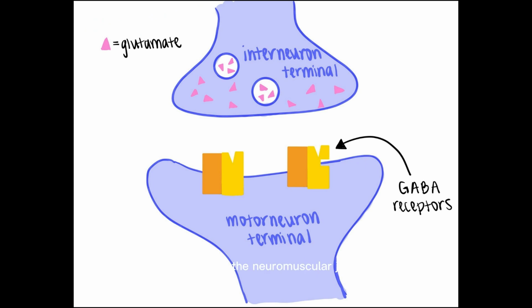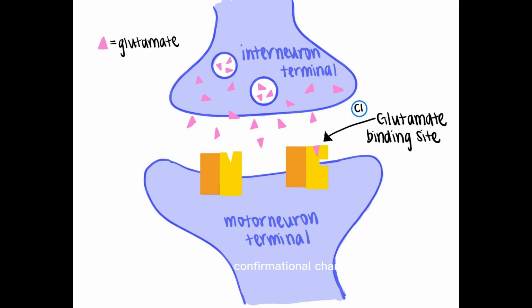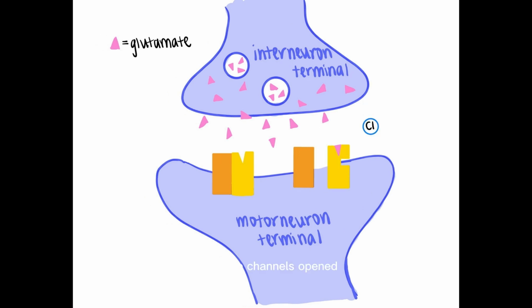Shown here is the neuromuscular junction, which is the site for the transmission of action potential from nerve to muscles. Normally what happens is glutamate neurotransmitters are released from the interneuron terminal into the synaptic cleft. Glutamate then moves to bind to receptors, causing a conformational change and opening up the channel. When the channel is opened, chloride ions are free to move through the channel and into the motor neuron terminal. When this happens, the cell becomes more polarized and decreases the likelihood of an action potential to happen. This means that no signal will be sent to the muscles to move.